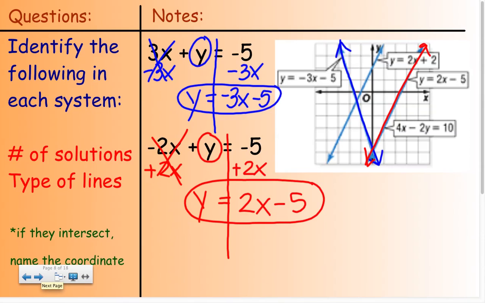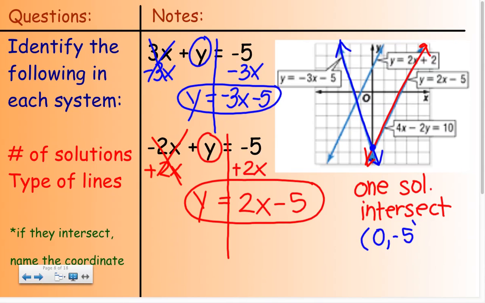So this one is the same one we used earlier, which had one solution. It was intersecting. And then the coordinate point where they intersect is right here, which we said was 0, negative 5.